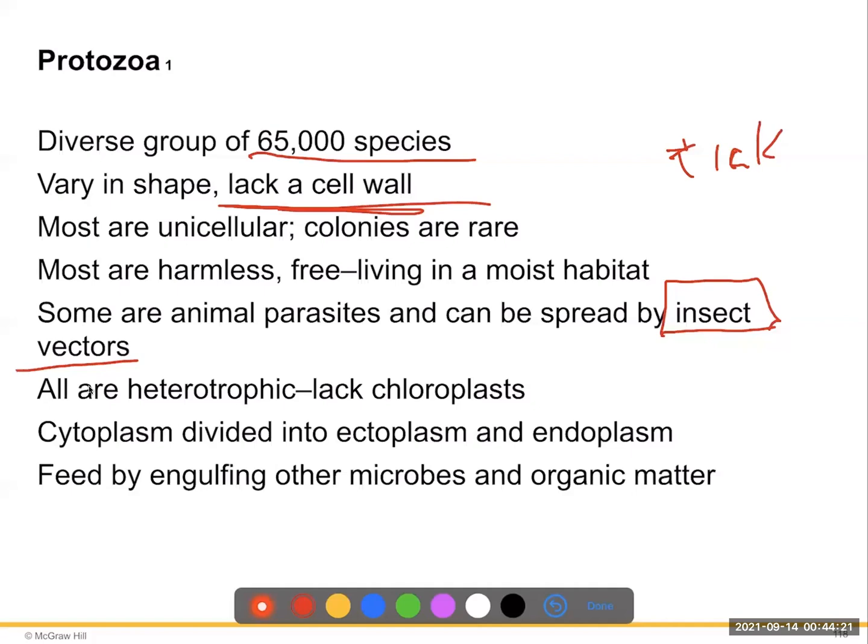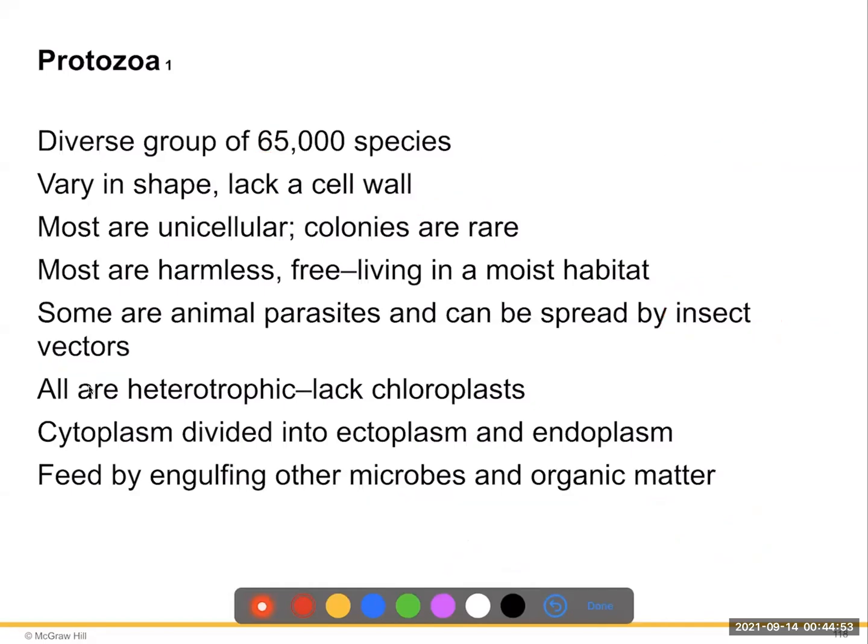All right, on the protozoa. They're all heterotrophic. They lack chloroplasts. The cytoplasm is divided into ectoplasm and endoplasm, so there are two divisions of cytoplasm in the protozoa. They engulf other microbes and organic material, and that's how they feed. They invaginate their cell membrane, and food particles travel in, then it seals them off in vacuoles and digests them. So they feed by engulfing other microbes and organic materials.